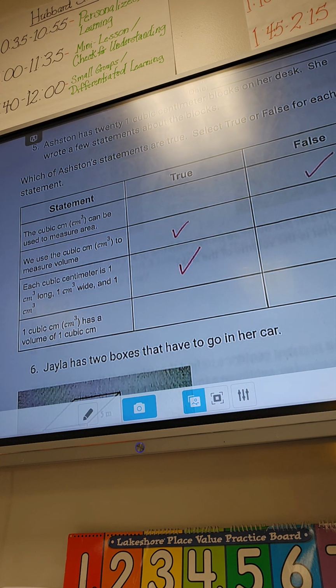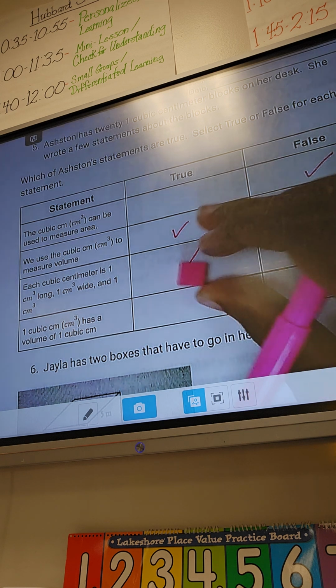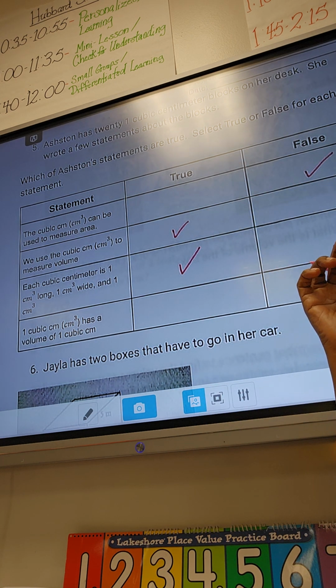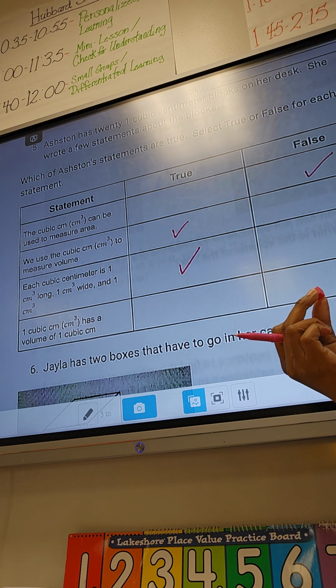1 cubic centimeter has a volume of 1 cubic centimeter. How do you find volume, ladies? What's the length, width, and height of 1 cubic centimeter? 1 times 1 times 1. So is that true or false, ladies? True.